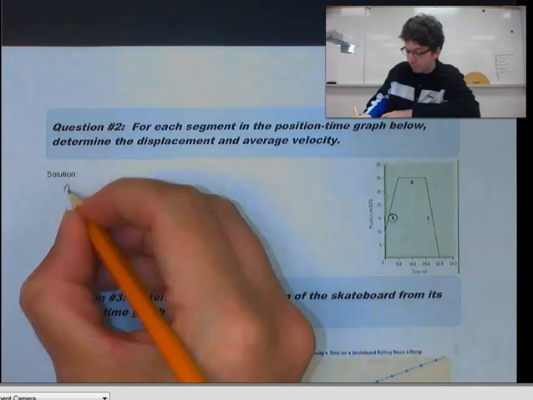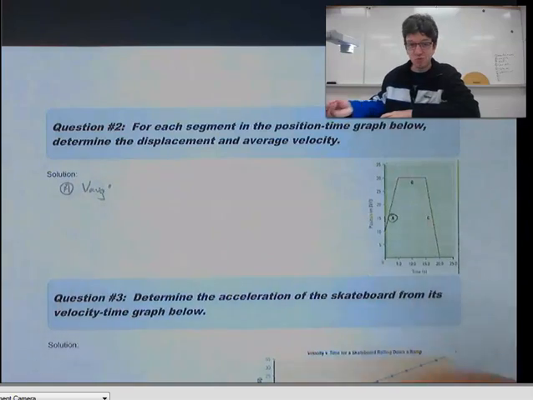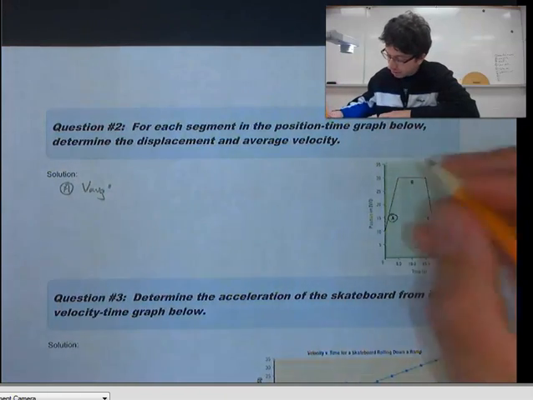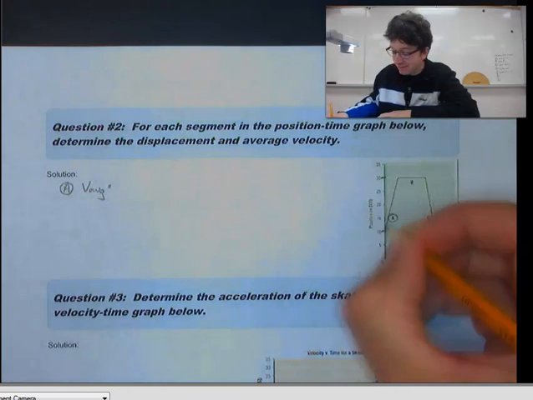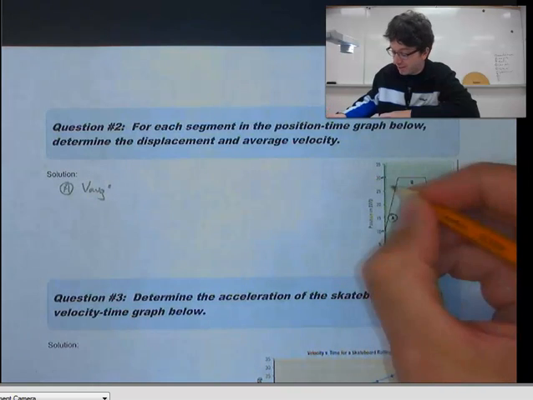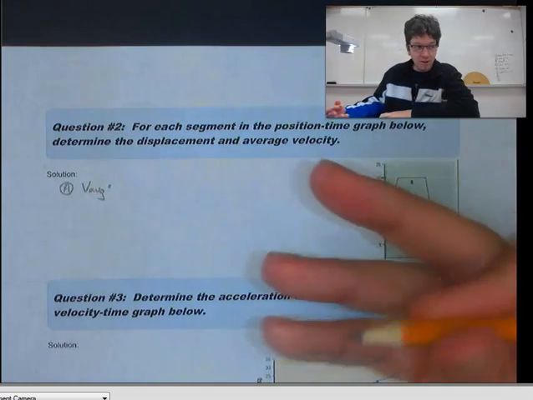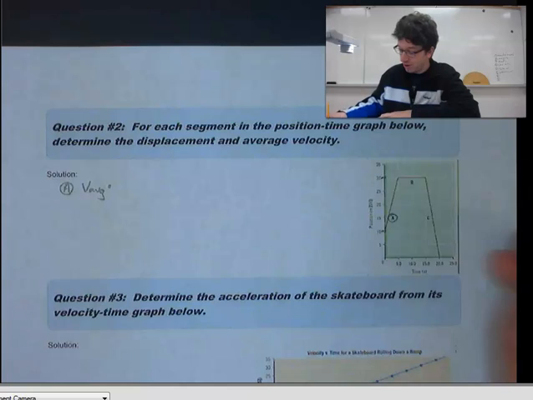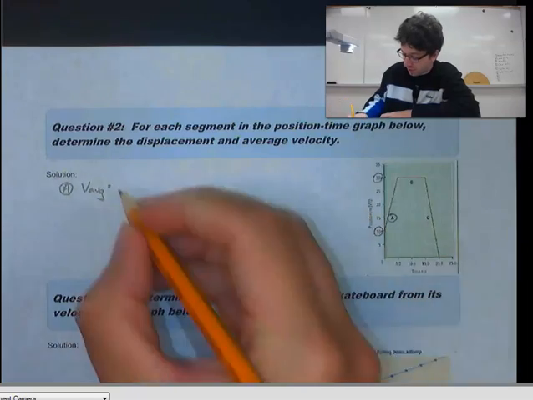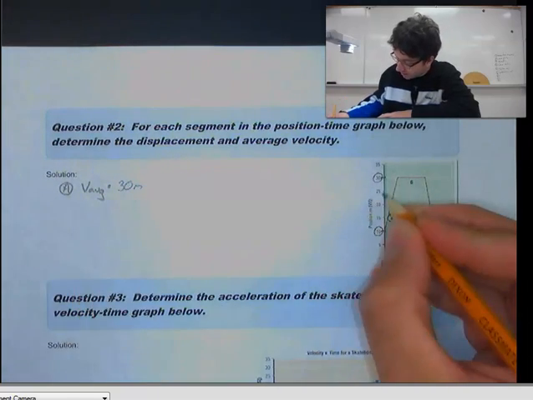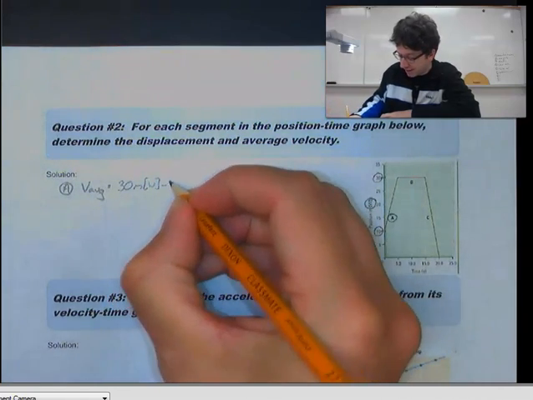So for section A, we can find the average velocity, right, by finding rise over run. Now our rise, we're going from 10 all the way up to 30. So it's the difference in that. Okay, remember, don't just look at where the top is because the answer is not 30. We're going from 10 to 30. Or based on the equation you do in math class, y2, 30, minus y1, 10. So we have 30 meters. This one says the direction is west, so 30 meters west minus 10 meters west.